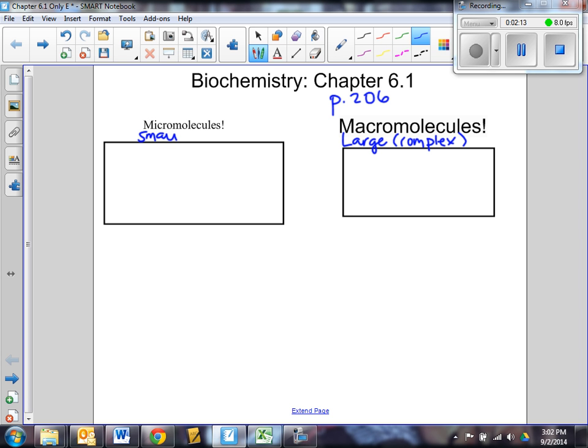Some of the molecules that we would deal with in a living system are very simple. There's an atom or two attached together, and there's not much complexity there. So for example, in the micromolecules category, we would put things like inorganic minerals. So something that would be an example of that would be something like sodium.